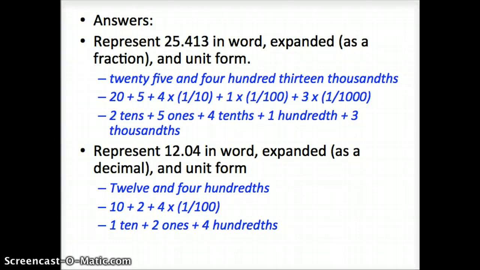Represent 12 and 4 hundredths in word, expanded as a decimal, and unit form. Word form, you have 12 and 4 hundredths. Again, the word and represents the decimal point. Expanded form as a decimal, you should have 10 plus 2 plus 0.04. And for unit form, you have 1 ten plus 2 ones plus 4 hundredths.